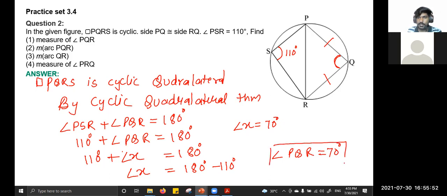Is this clear? Okay. 2, 3, and 4. Can you try it for homework? It's easy, very easy.